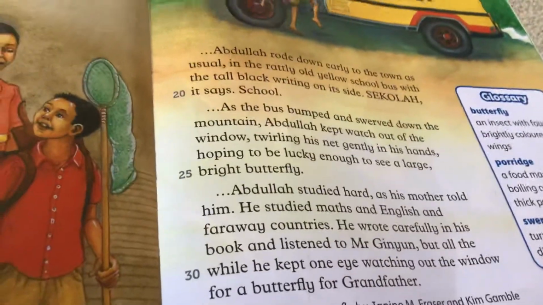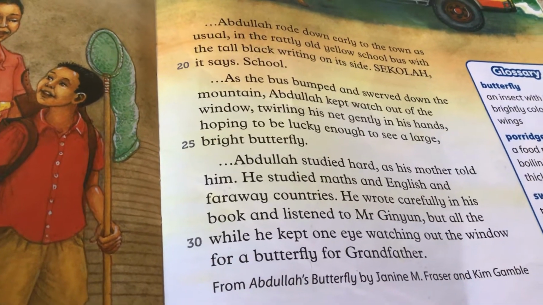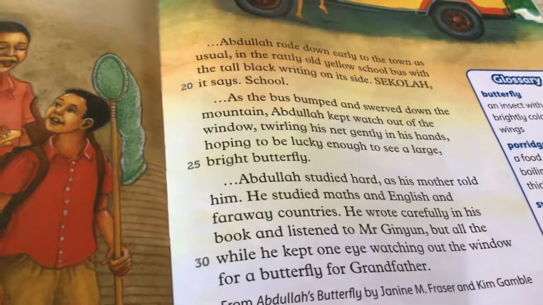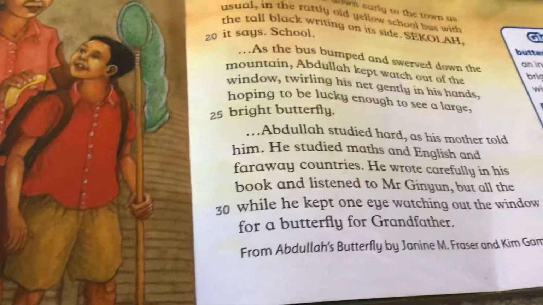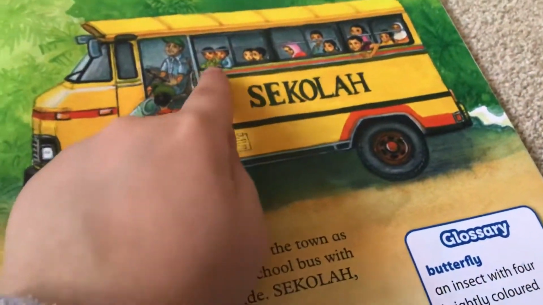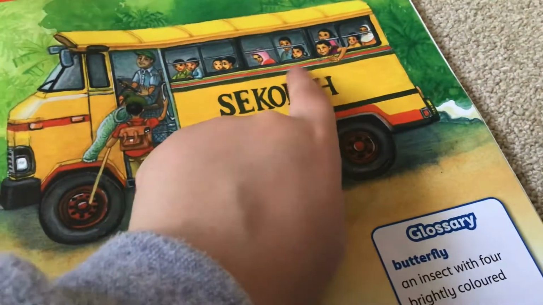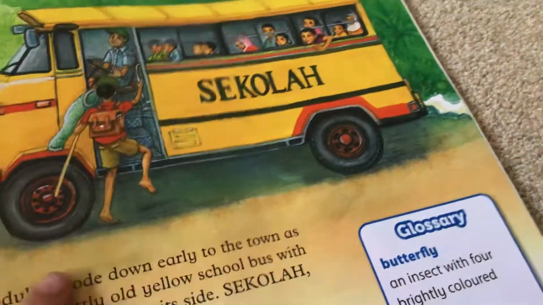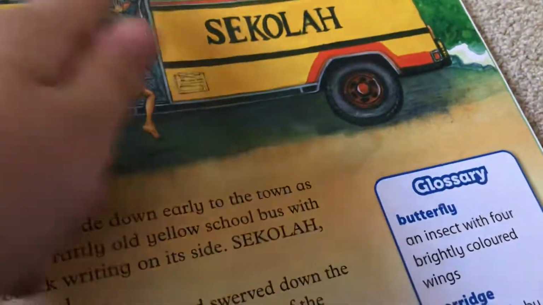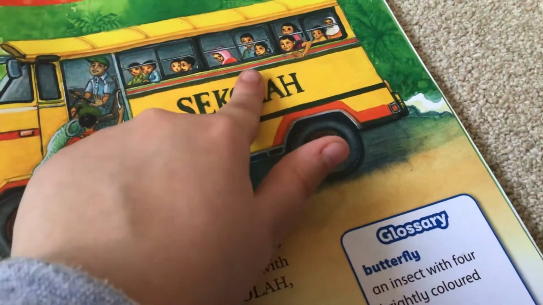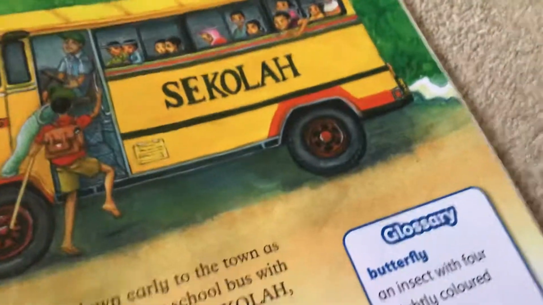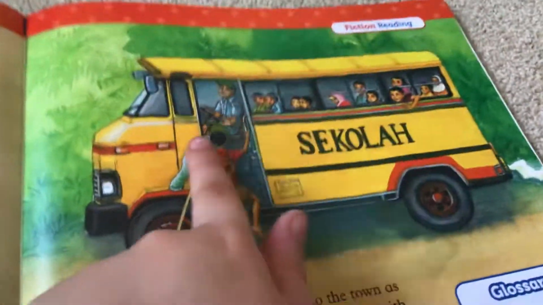Abdullah rode down early to the town as usual in the rattly old yellow school bus with the tall black writing on its side. Sekolah, it says. School. So this is the school bus and the people and the students. There are 12 students in the school bus with Abdullah, like 2, 4, 5, 7, 9, 11, 12. Oh, yeah. 12 children and the driver.